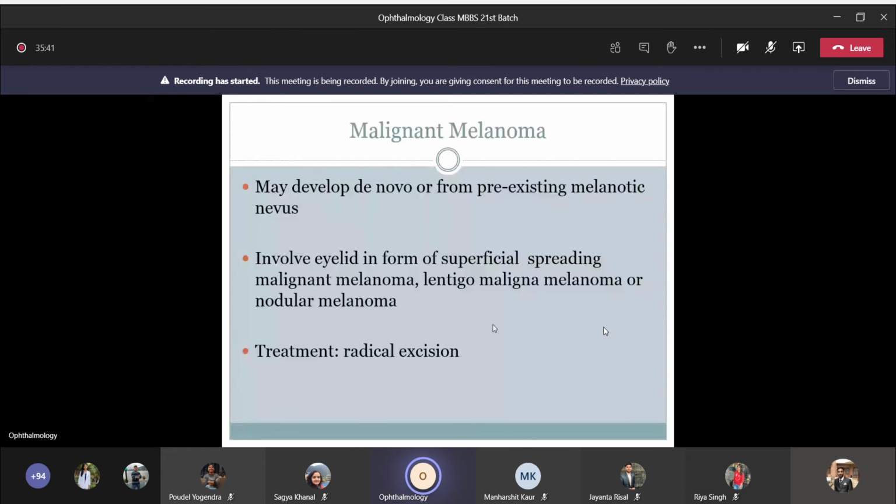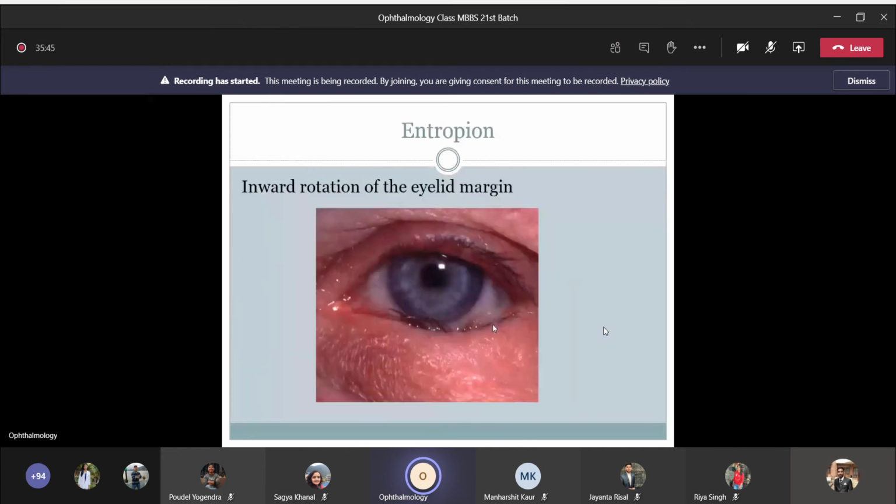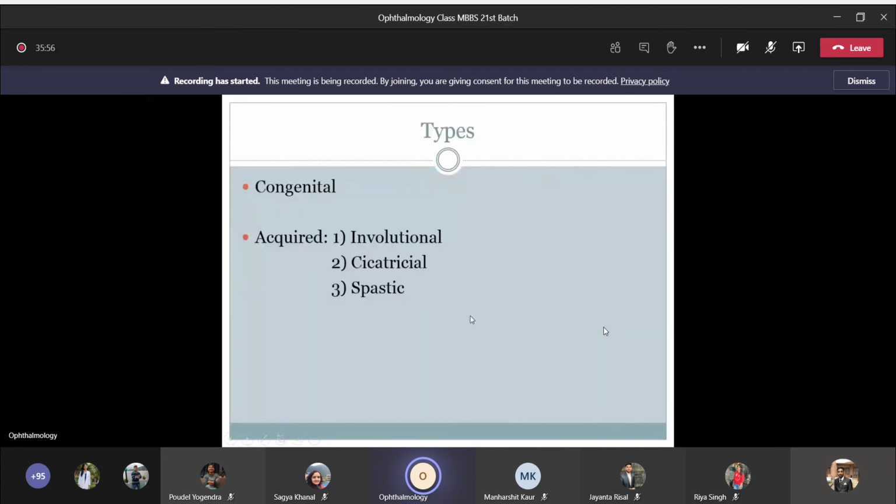Now the next topic is entropion. So this is the picture of entropion where there is inward rotation of the eyelid margin. So here we can see inward rolling of the lower lid margin. It is of two types, congenital and acquired. In acquired, it is again of three types: involutional, cicatricial, and spastic.